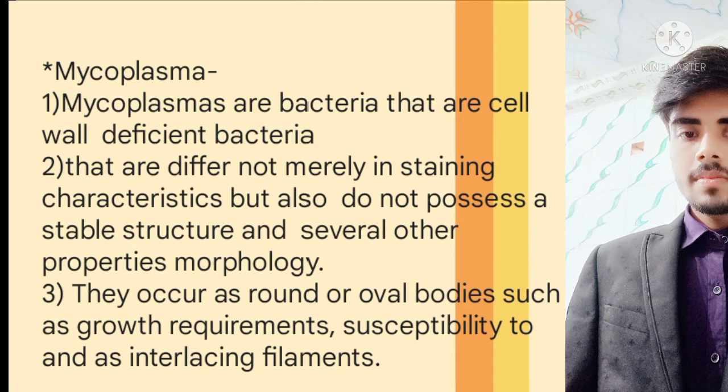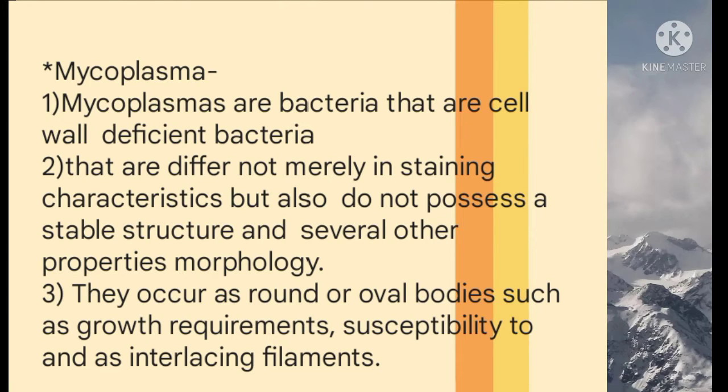Now we will discuss Mycoplasma. As you already know, Mycoplasma is a bacterium that lacks a cell wall, so it differs not merely in staining characteristics but also does not possess a stable structure, and has several other differing properties and morphology. They occur as round or oval bodies and as interlacing filaments.